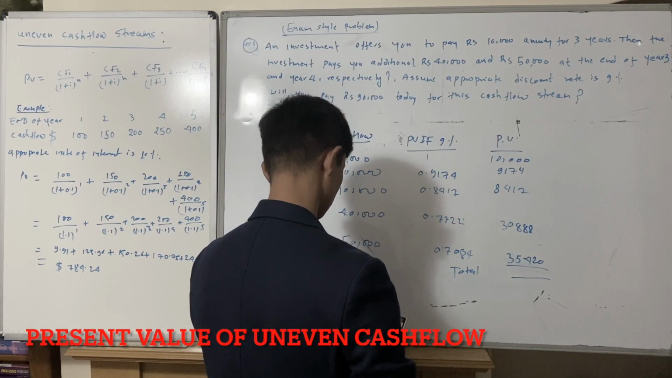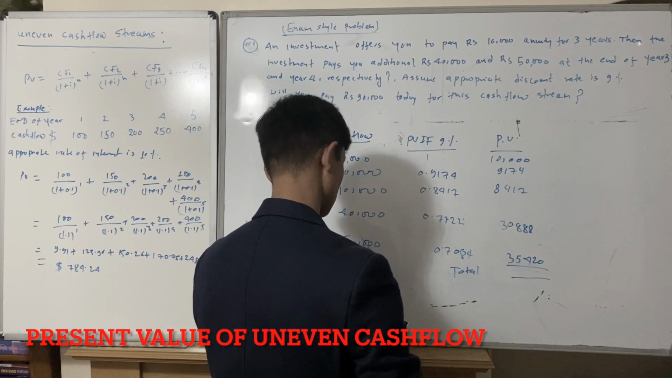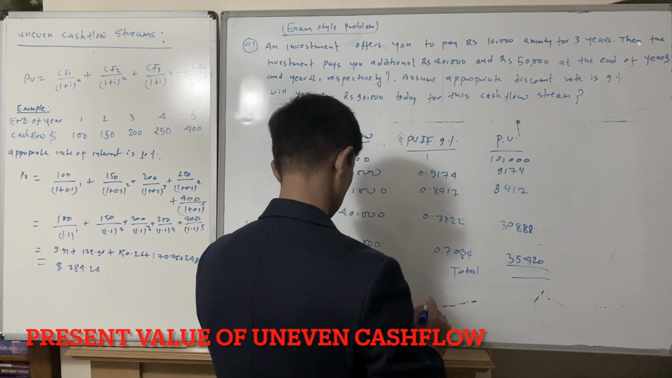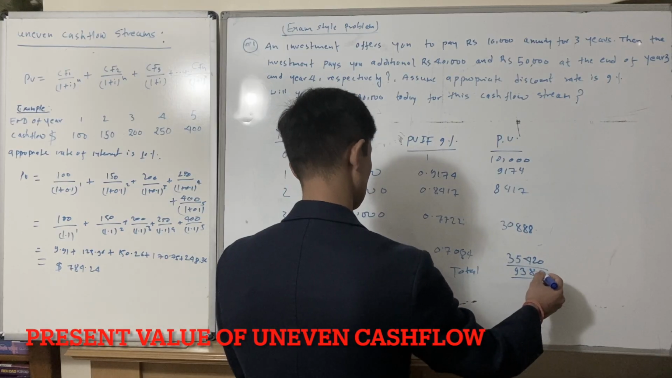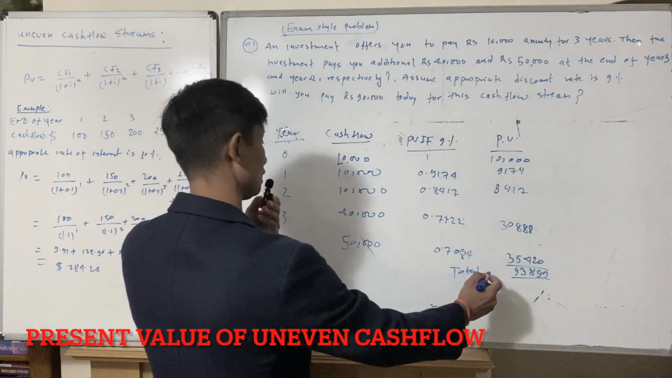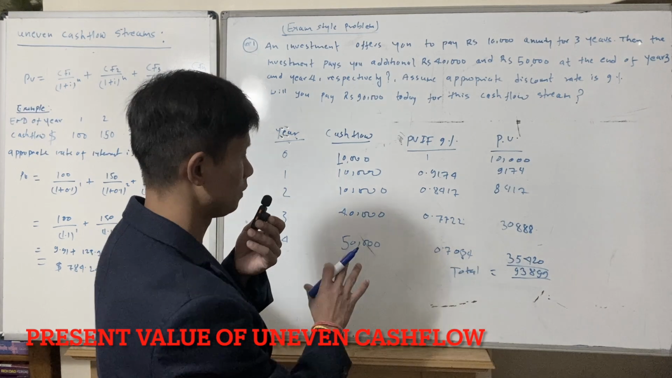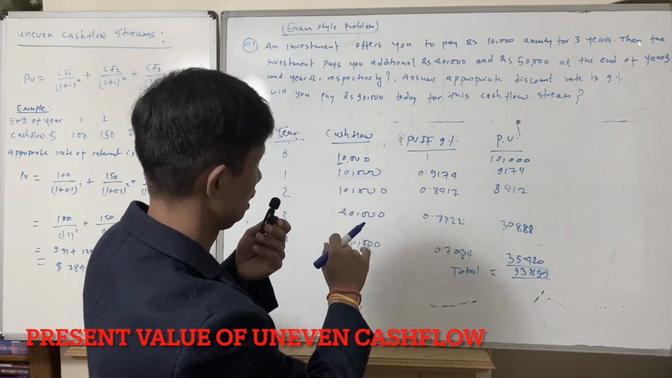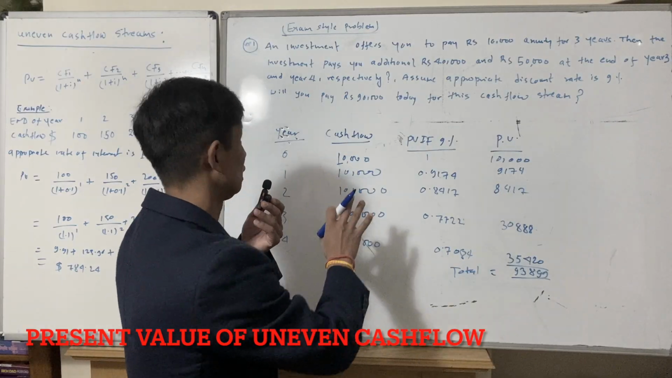30,888 plus 8417 plus 9174 plus 10,000. So we get 93,899. So like I said earlier, the present value is greater than 90,000. So this project is okay. So we'll be able to pay all of those cash flows within the 4 years. So we can accept this project, and this is a really good project.